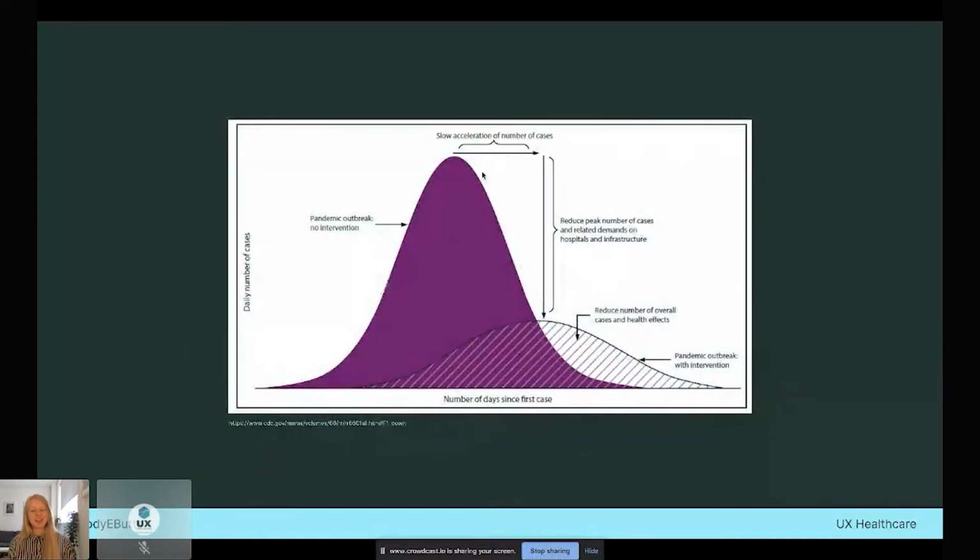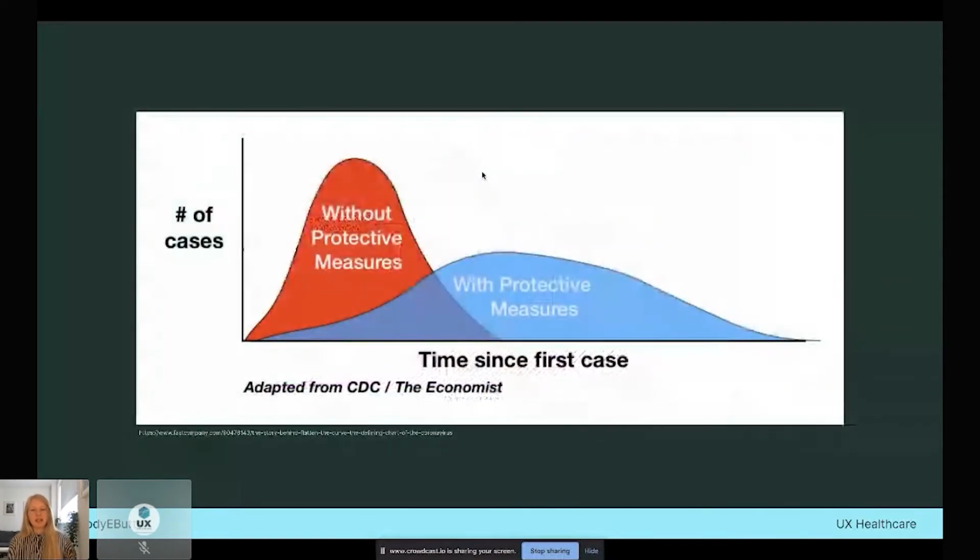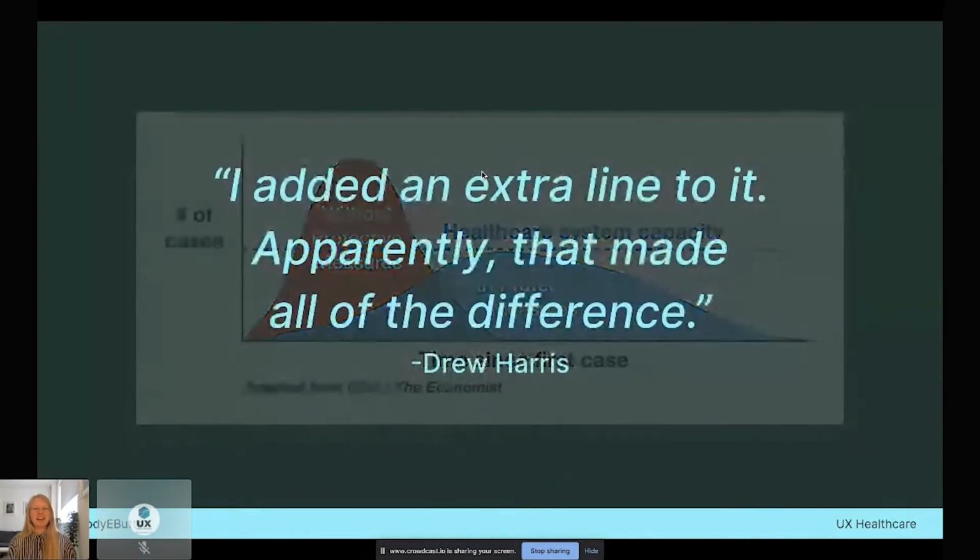Now this is a visualization that you might be familiar with. This was one of the first examples of a flatten the curve graph from the CDC. And someone named Drew Harris took this concept and did something quite simple. He added a dotted line that said healthcare system capacity. And as we've gone through this coronavirus pandemic, this is something that has gone quite viral and has been a powerful way for people to understand how they can have an impact on protecting our healthcare systems. And Drew himself even said, I added an extra line to it, and apparently that made all of the difference.